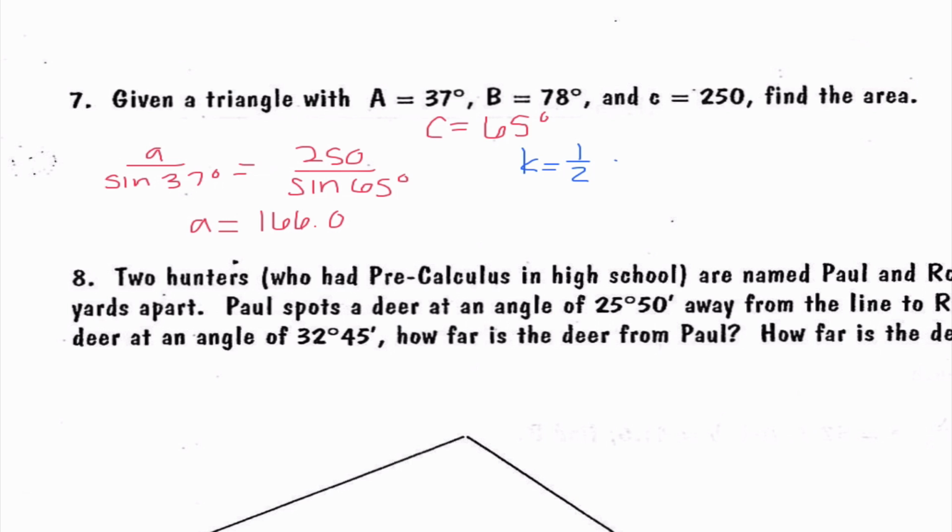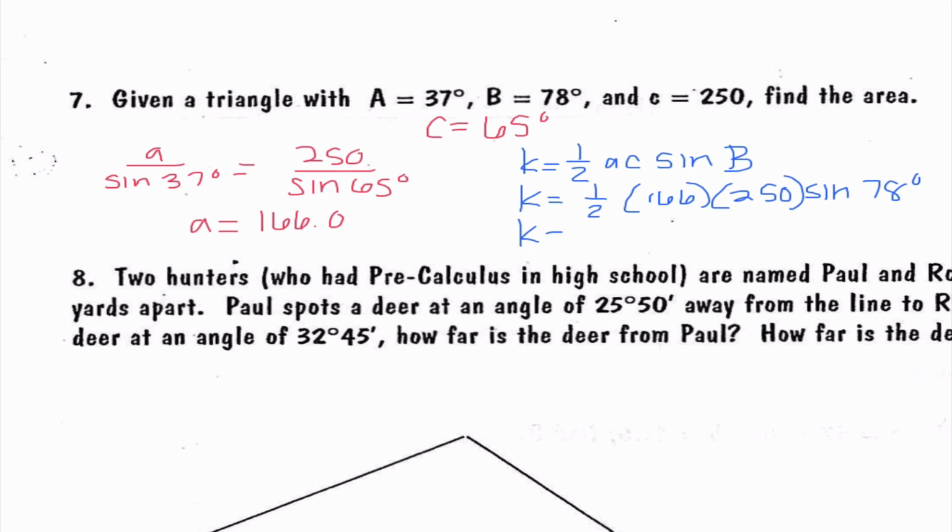So at this point, I know sides A and C, so I have to use angle B in our formula. So I'm going to do 1/2 times 166 times 250 times the sine of 78 degrees. When I put this into my calculator, I get 20,296.6 square units.